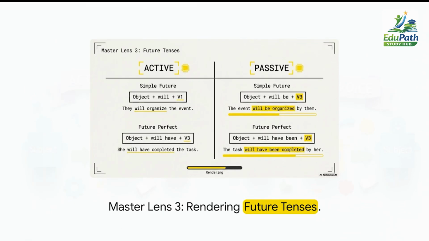Fast forwarding a bit to Master Lens 3, future tenses. Look at how the grammatical pipeline just keeps running smoothly as long as you match those helping verbs. "They will organize the event" turns into "the event will be organized by them." If it's future perfect, "will have completed," that seamlessly renders out as "will have been completed." Notice how that core V3 structure never breaks, only the helping verbs adapt to the time lens.